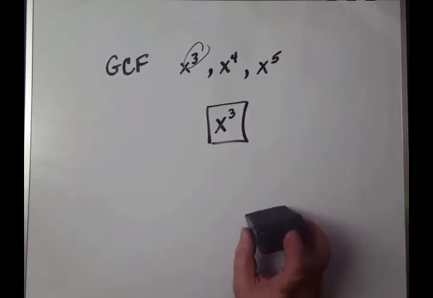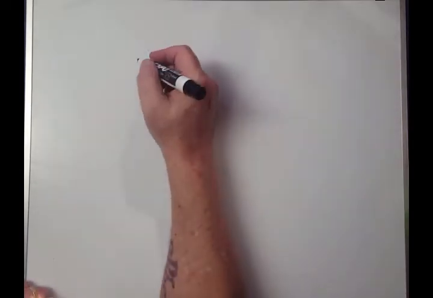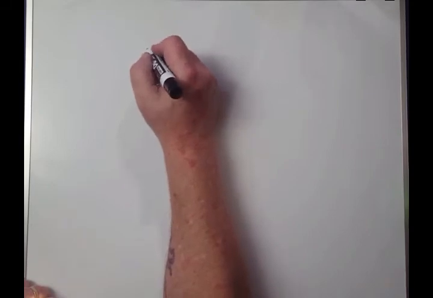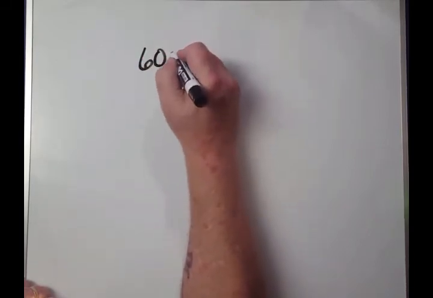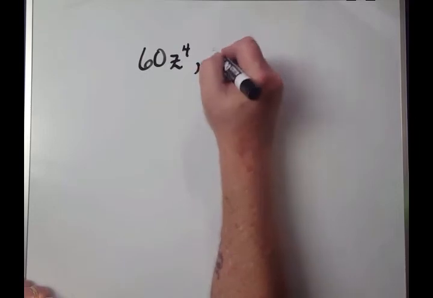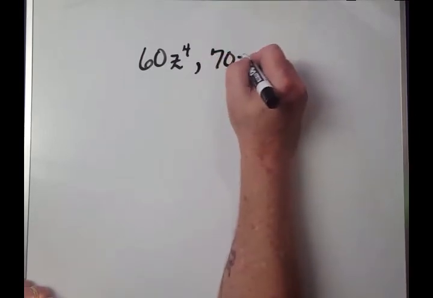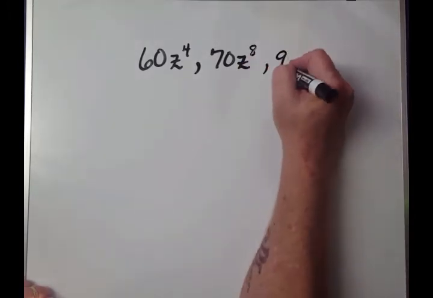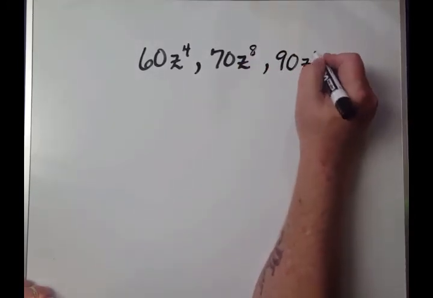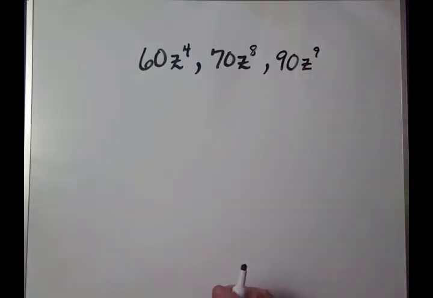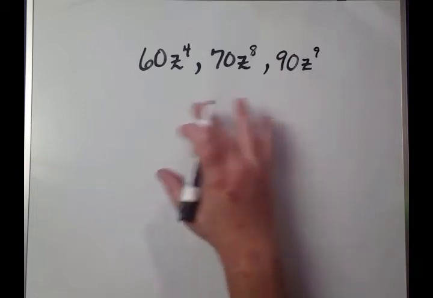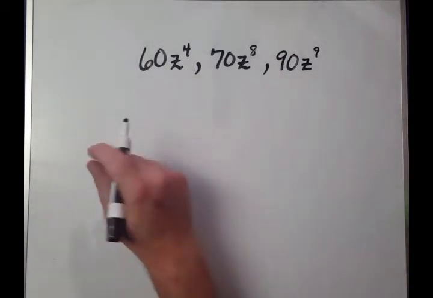Join me now in the homework. Number 14. We are asked to find the greatest common factor for each list of terms. And let's try to do this one by inspection. If we have to, we can always start prime factoring the numeric parts, the 60, the 70, the 90. But let's just think about it for a minute.